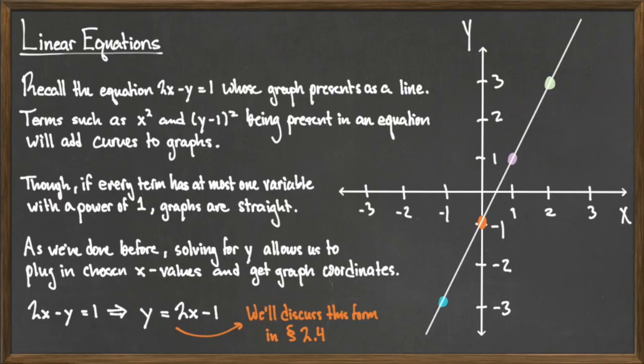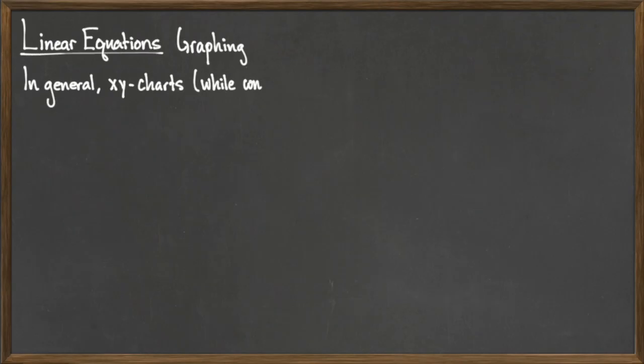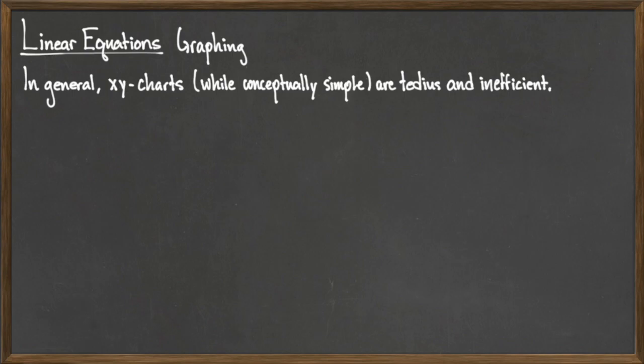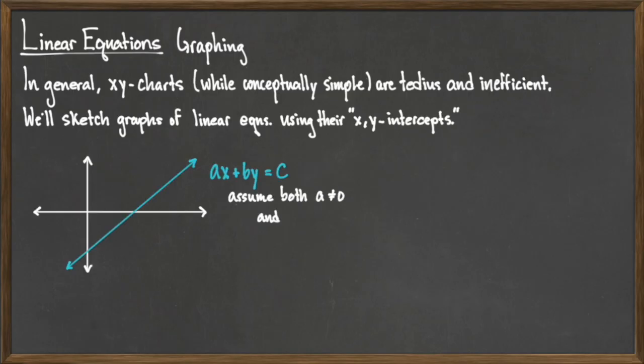In section 2.4, we'll discuss more about linear equation forms, but the whole idea is that we need something a little bit more efficient than XY charts, because in general, XY charts, even though they're conceptually simple, they're tedious and inefficient and can honestly take forever. So to work our way up to this, we're going to start graphing linear equations by figuring out where their x and y intercepts are.